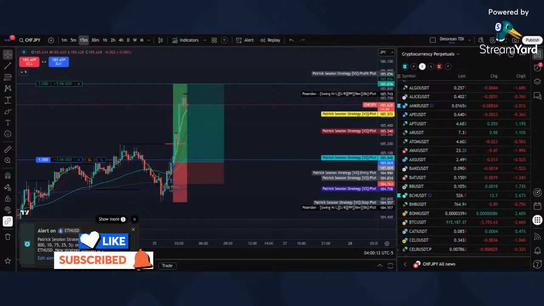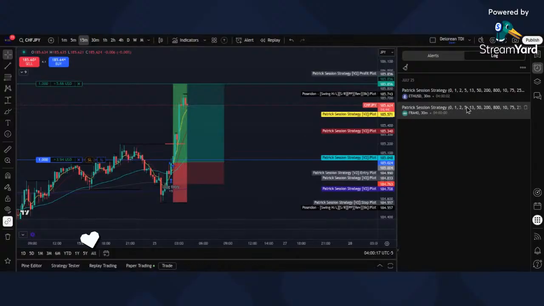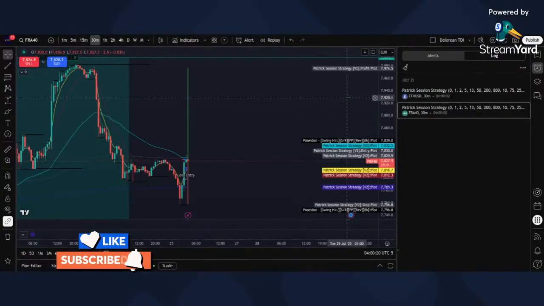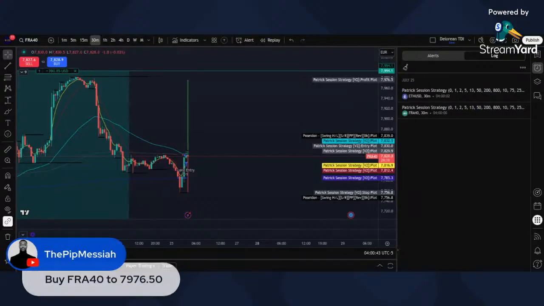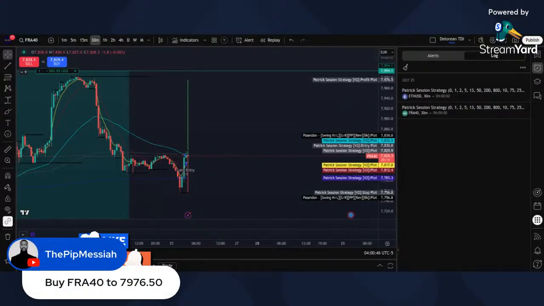Central Standard. And just like that, we have a multitude of opportunities. We have the French 40. We're already in this on a buy, but if you'd like to take a buy, you look like you have a buy opportunity at 79.7650. That's the French 40, a buy to 79.7650.